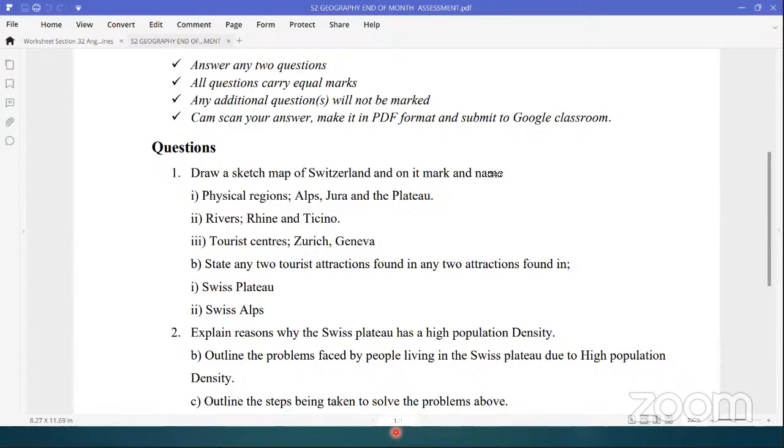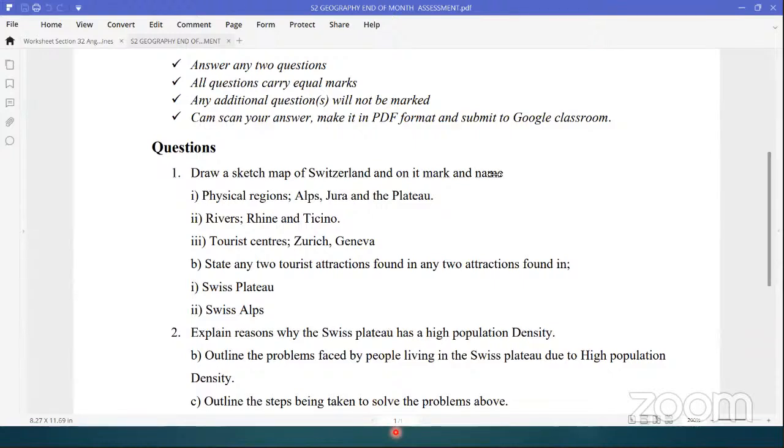We have someone called Miss Ghana. Miss Ghana. Yes, teacher. The Swiss Plateau has high population density because the plateau is undulating and it is covered by fertile marine material. Wonderful. Thank you.